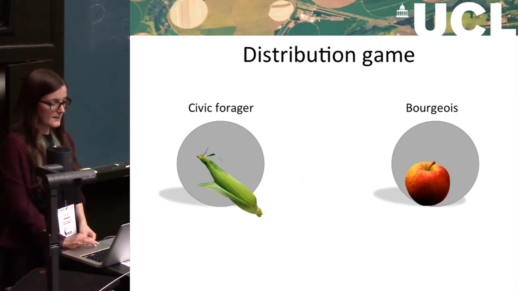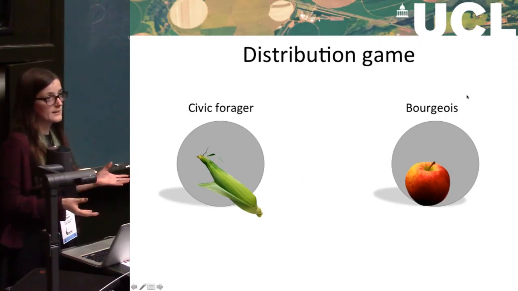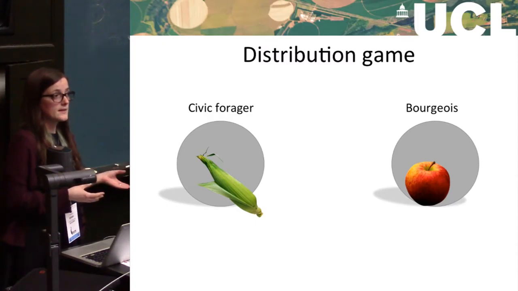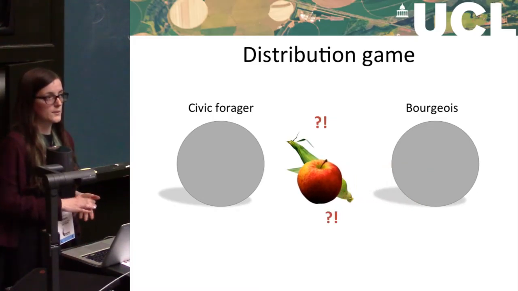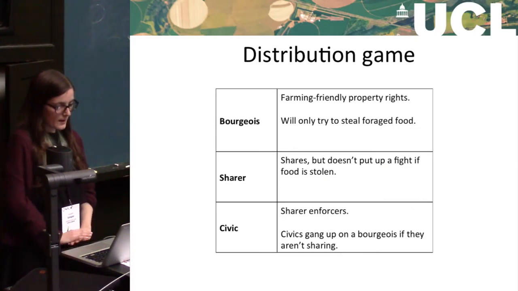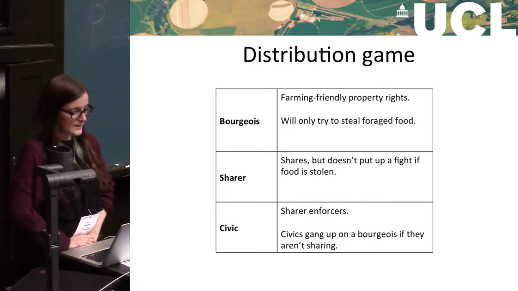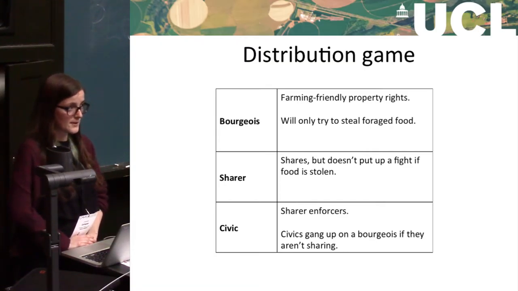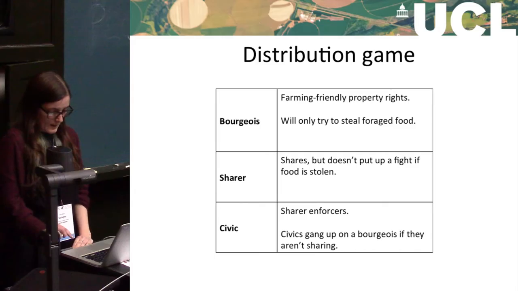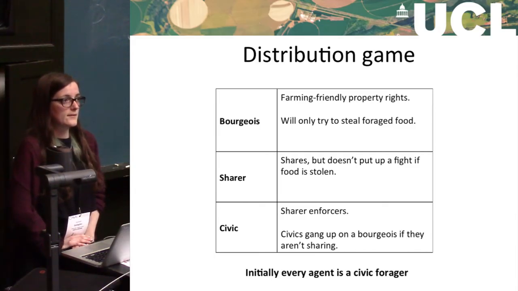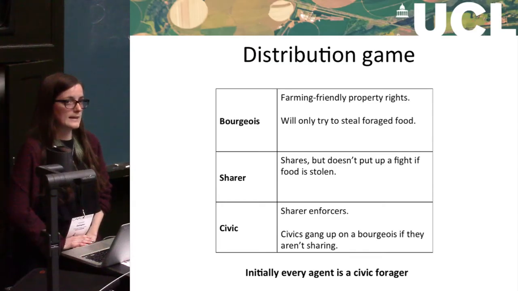In a similar way, when the civic is a forager, the bourgeois doesn't respect the food and tries to steal it. The civic doesn't like that, so there's a fight over the civic's food, and like before, a fight over the bourgeois' food. So in summary, bourgeois have farming-friendly property rights, and they'll only try to steal foraged food. Sharers share, and they don't put up a fight. Civics are sharer enforcers, and they gang up on the bourgeois if they aren't sharing. Initially in the model, every agent is a civic forager, which is supposed to reflect the late Pleistocene state where people were egalitarian hunter-gatherers.